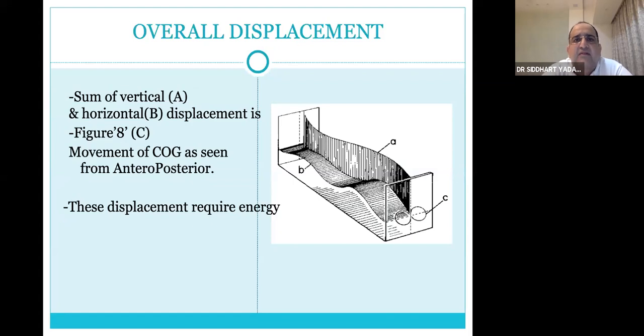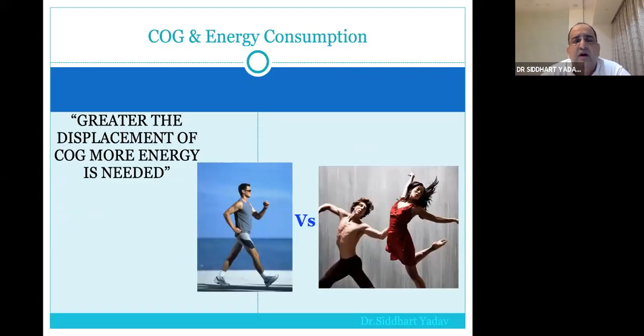And these displacements require energy. So the idea is there should be minimal displacement of center of gravity, so that minimal energy is utilized. In gait cycle, we also say center of gravity and energy consumption. For example, in a dance there is a greater displacement of center of gravity, which requires maximum energy, and you cannot dance for a long time, you'll get tired. So in a regular walk, you can walk for hours because there is a minimal displacement of center of gravity.